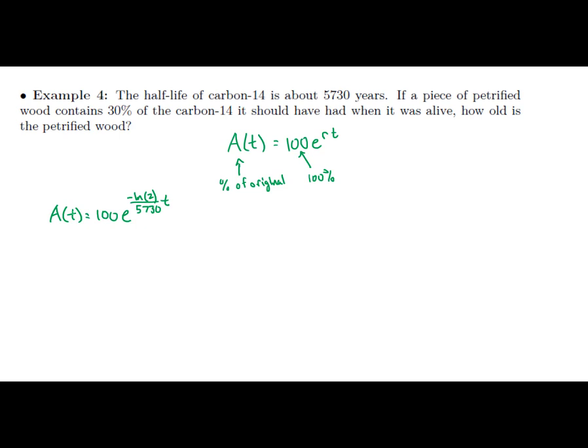So to figure out, okay, when do I have 30%? I just put in 30 for my amount, and set about solving for my t. So I can, of course, get rid of this 100. So we have 0.3 is equal to e to the negative natural log of 2 over 5,730 t. And we know the routine by now, right? Take the natural log of both sides.